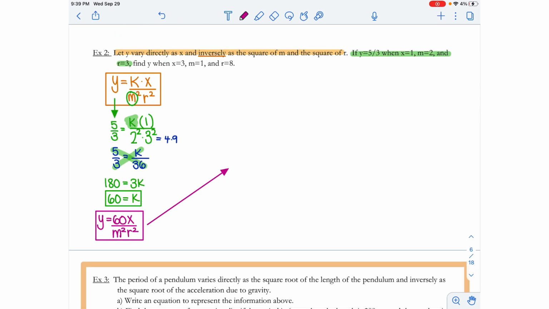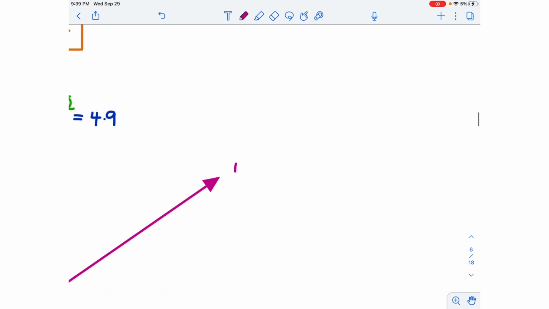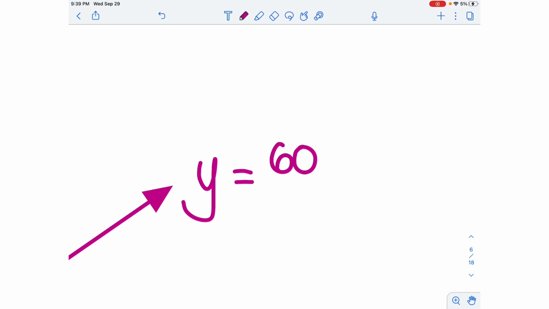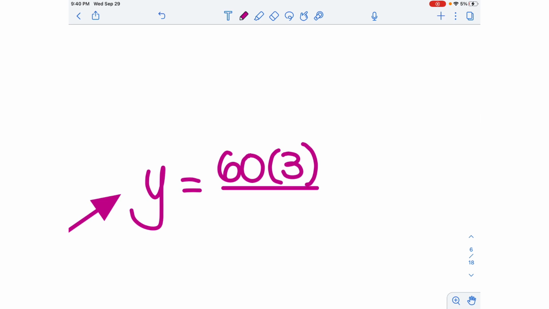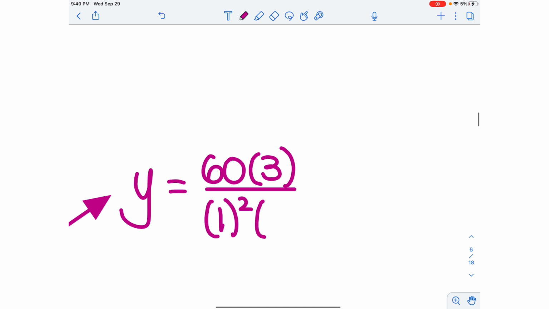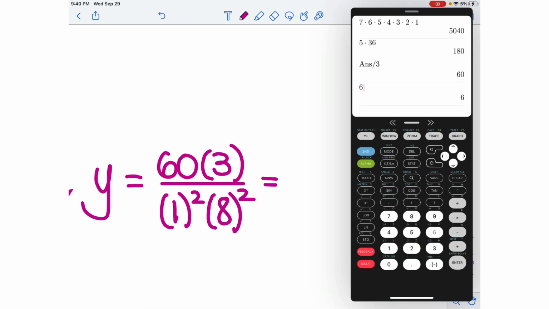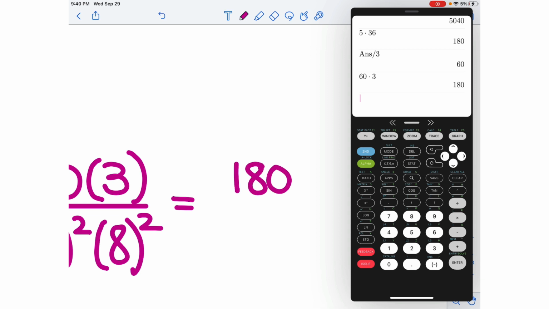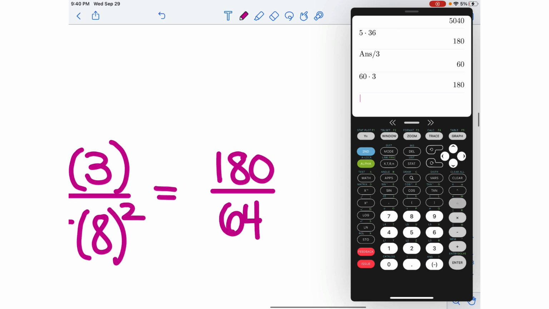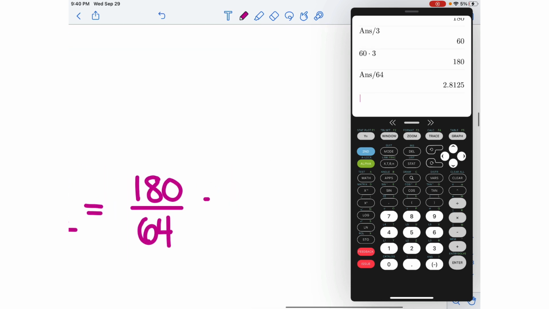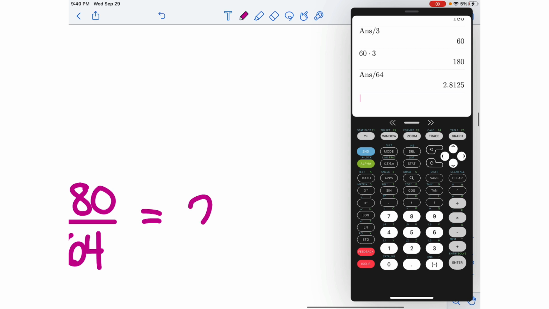It says find y, this is the last part, find y when x is 3. So y equals, use the formula with the 60 in it, x is now 3, m is 1, and r is 8. So you could literally just type this into your calculator. 60 times 3. So we can just write that's 180 over 1 squared times 8 squared. So that's going to be 64. And so my answer is 2.8125.